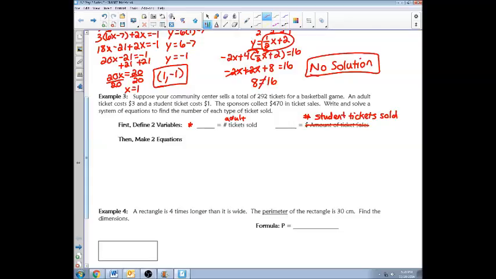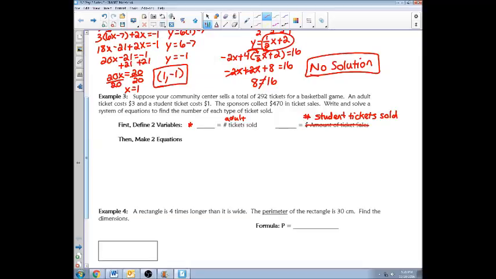Okay? So suppose your community center sells a total of 292 tickets for a basketball game. An adult ticket costs $3 and a student ticket costs $1. The sponsors collect $470 in ticket sales. Write and solve a system of equations to find the number of each type of ticket sold. So what we are looking for is how many adult tickets did we sell and how many student tickets did we sell. That's why we rearranged what each blank was for.